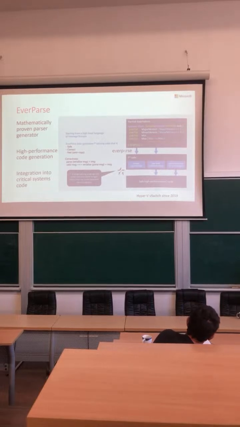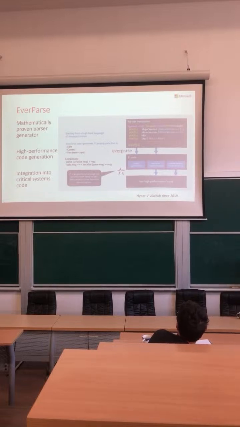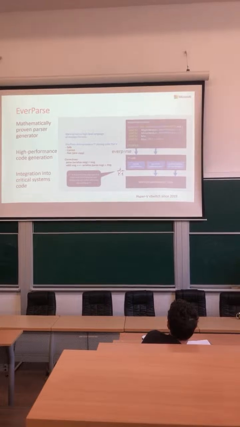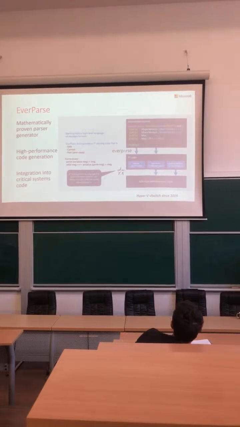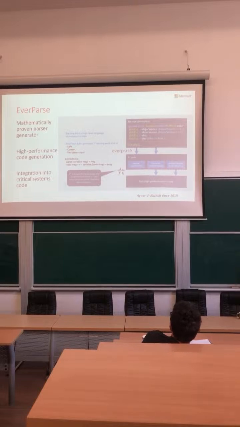F* has had quite a bit of success. It's been used in the hypervisor virtual switch since 2019, and about 30% of the code is now fully verified network parsers. It used to be the case that a good fraction, 20%, of the bugs exposed in the hypervisor were due to faulty parsers. So a whole class of bugs is now absent thanks to this toolchain.